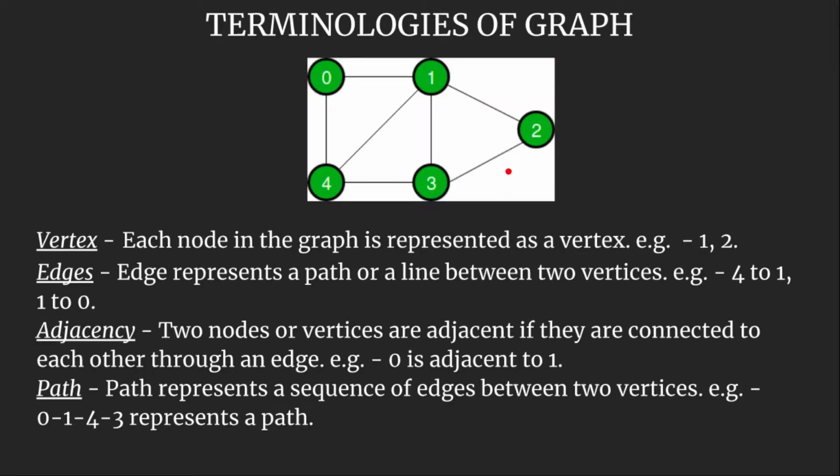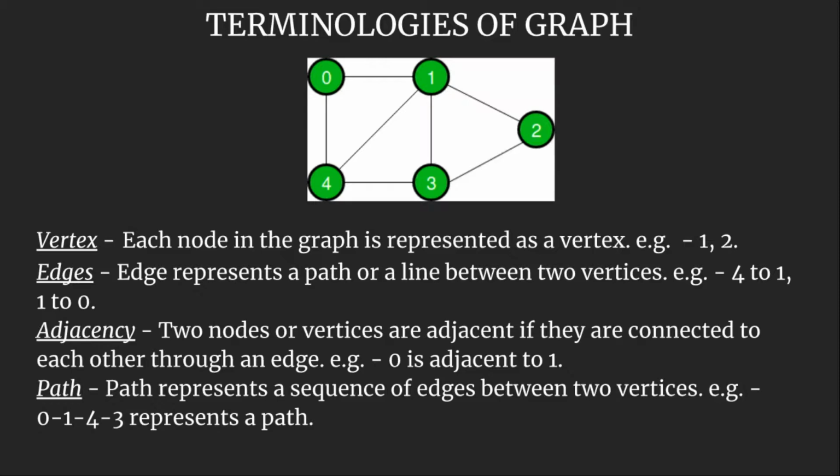So let's now know about some terminologies of graph. In this diagram here, this is an example of a very simple graph. These are called the nodes or the vertices of this graph, and the connections between these vertices are called the edges of the graph. So the main two components of a graph are vertices and edges.